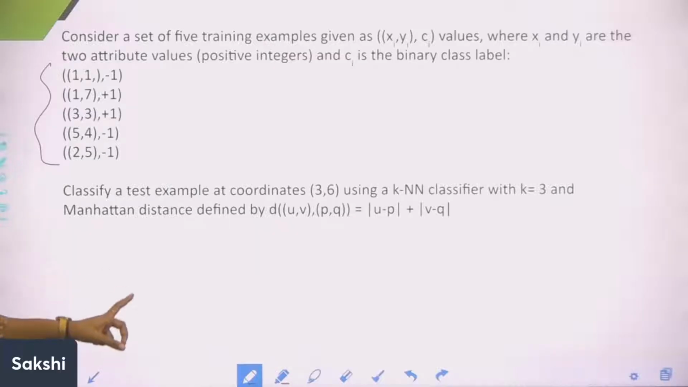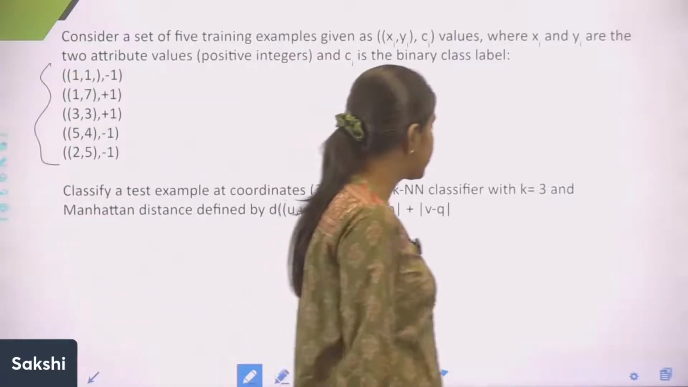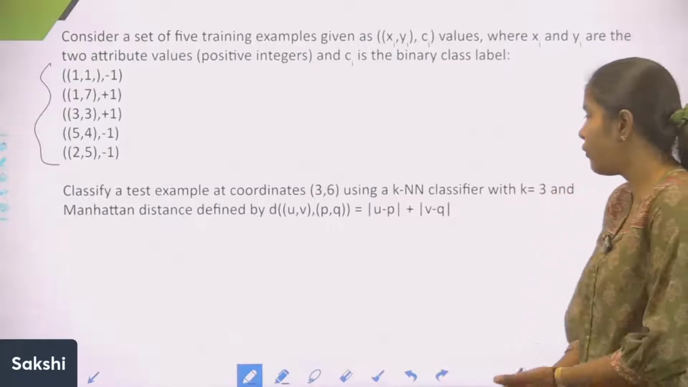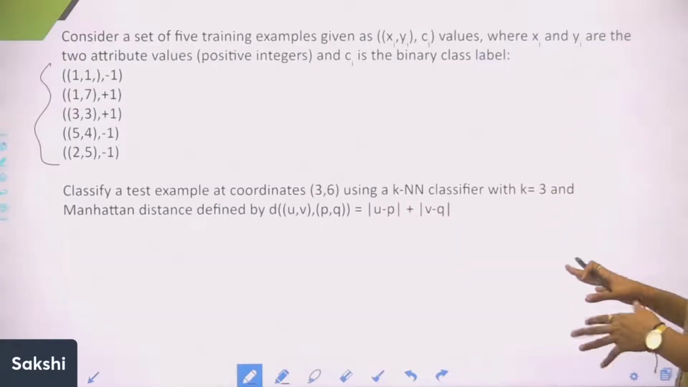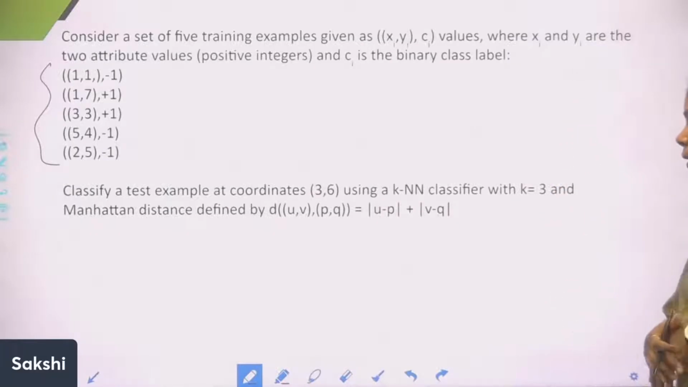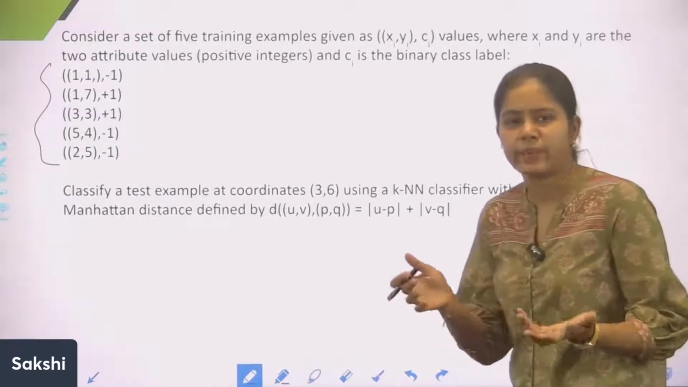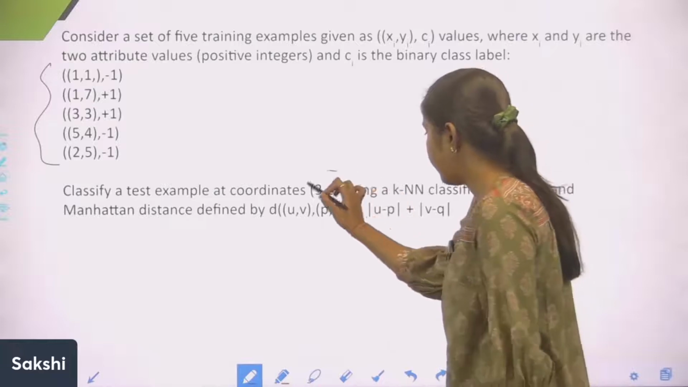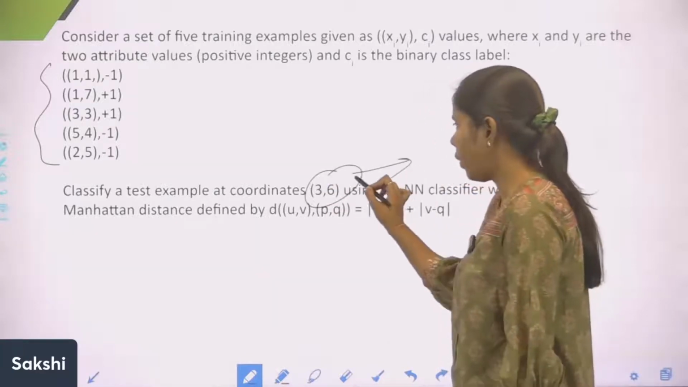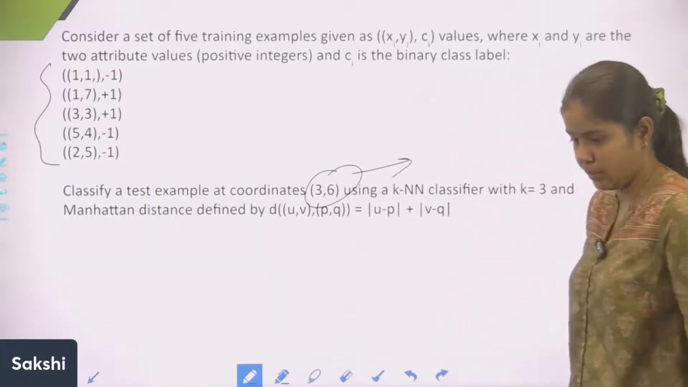Classify a test example at coordinates 3,6 using a KNN classifier with k equal to 3 and Manhattan distance defined by d((u,v),(p,q)) = |u - p| + |v - q|. That means we have to use Manhattan distance and find out what class I'm going to assign to this point 3,6.